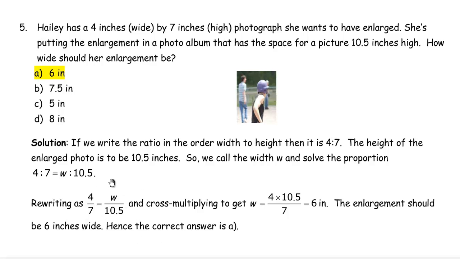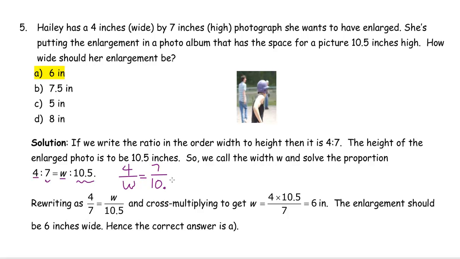Now a little different way to write this, if you're not used to changing from two equal ratios to a proportion like this. Another way to write it is the first number over the first number. So we could write it as 4 over W equals, and then the second number over the second number, 7 over 10.5.